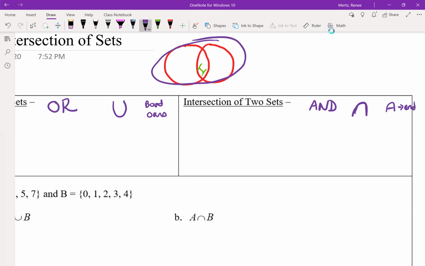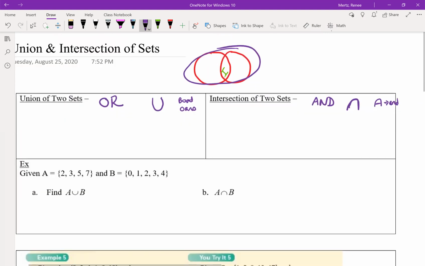Lots of tricks to remember things in this course. All right, then on to more tricks. Union means that it wants everything. It wants all the elements of the set. The intersection means it wants only what they have in common.